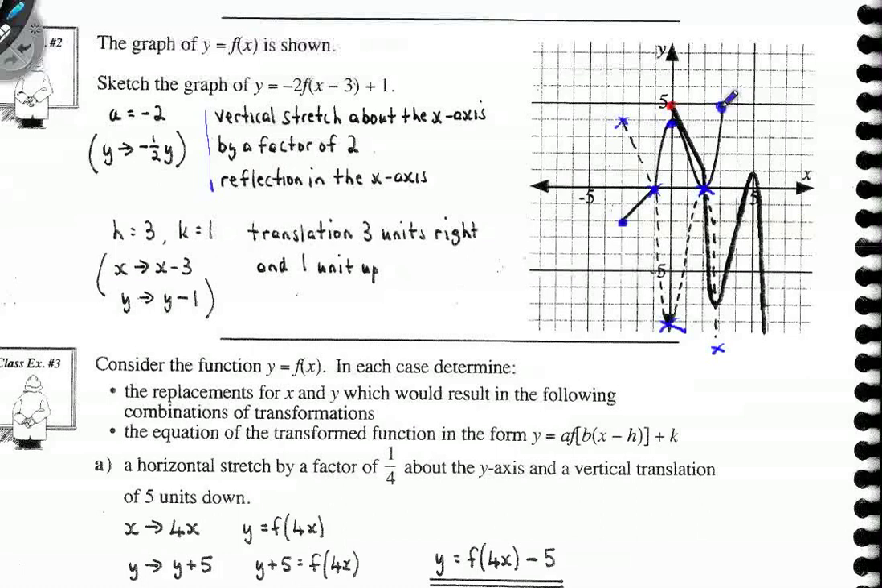3, sorry, we're looking at the x's. 3 units right and 1 up would be here. 3 units right and 1 up would be here. Down here, 3 units right and 1 up would be here. 3 units right and 1 up would be here. So now we can sketch this new graph that we have up and down through these points and then straight up here. Okay.